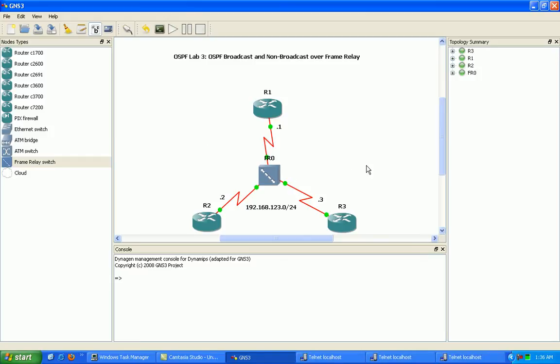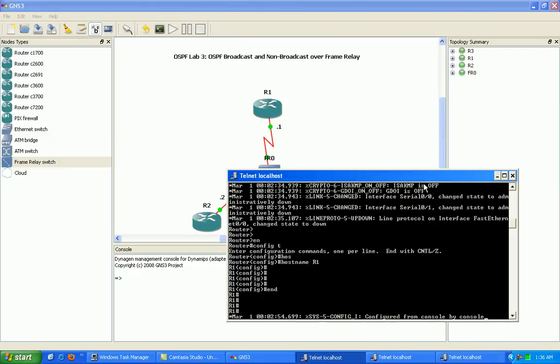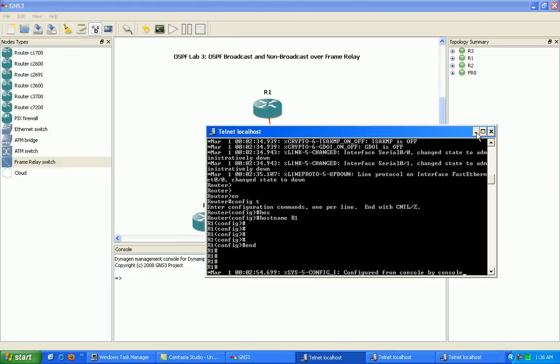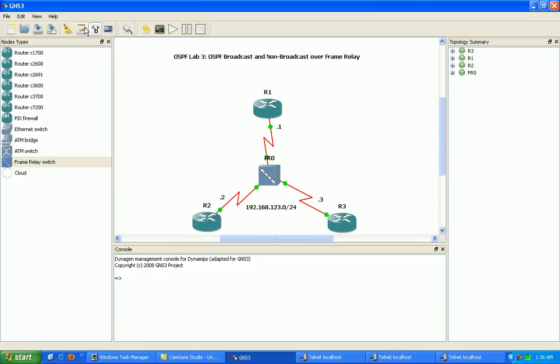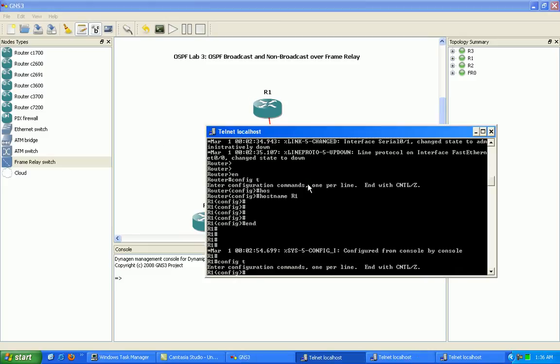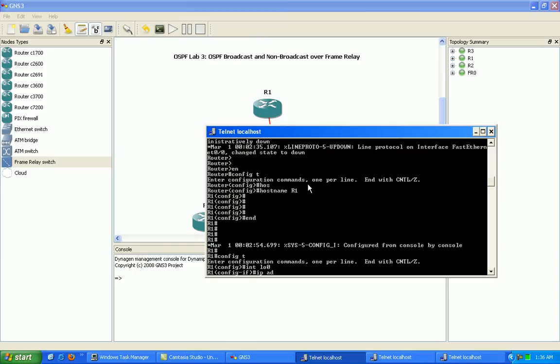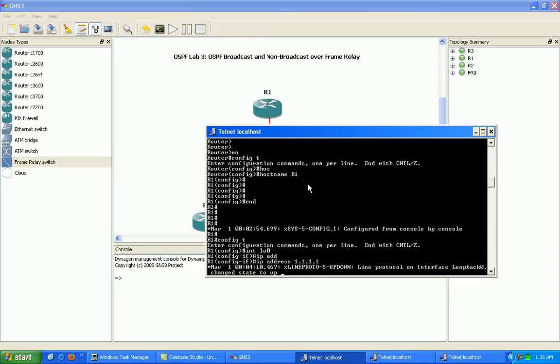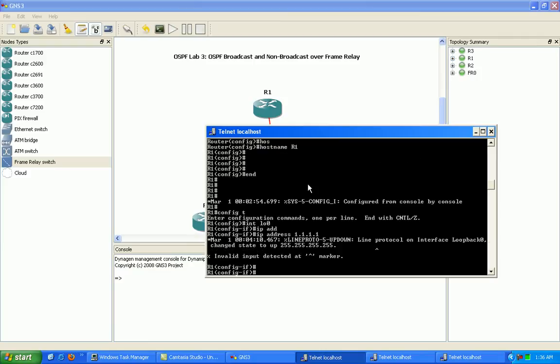Okay, so all the routers have been started, and what we're going to do is go ahead and do a basic configuration. We're going to start by creating loopback 0 interfaces on all the routers. So for router 1, interface loopback 0 is going to be IP 1.1.1.1/32.